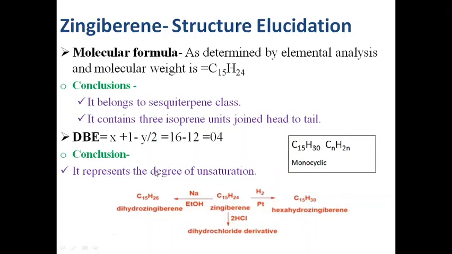Another piece of information which we can derive from chemical analysis is how these 3 double bonds are present, either in conjugated form or isolated. For this, it is again subjected to another chemical reaction, which is the metal dissolving reaction. This metal dissolving reaction, with sodium in the presence of ethanol, is a very characteristic reaction which gives information about the nature of conjugation.